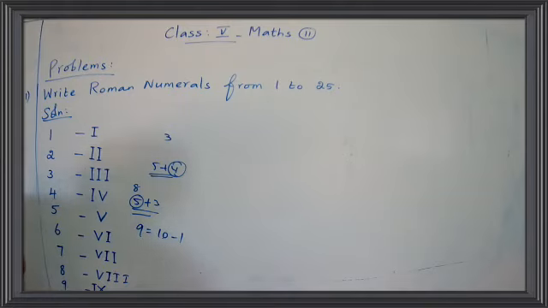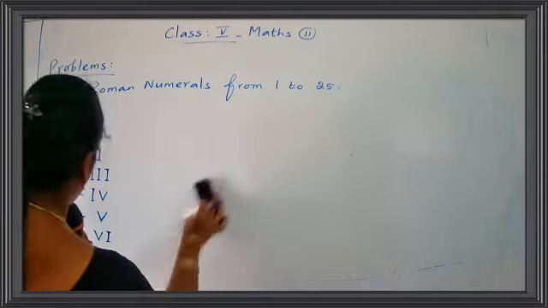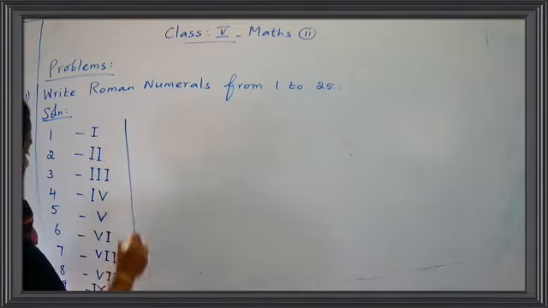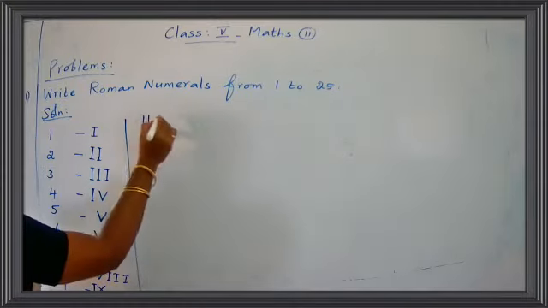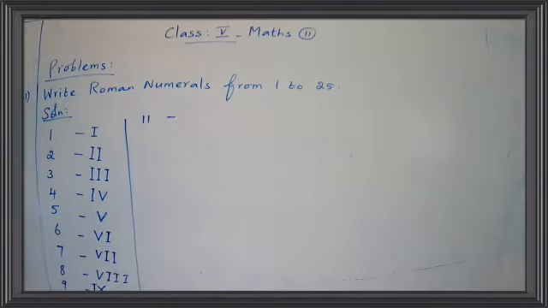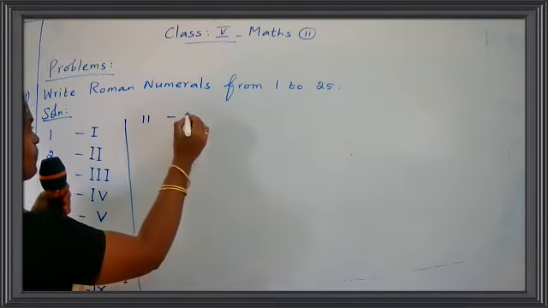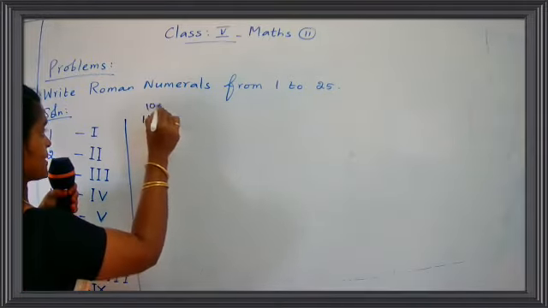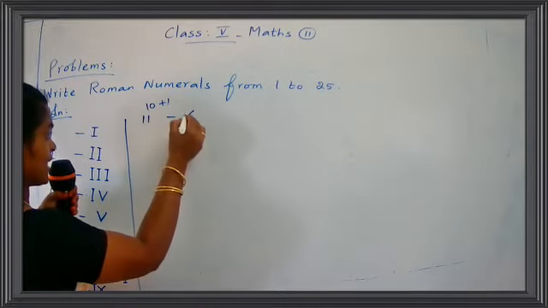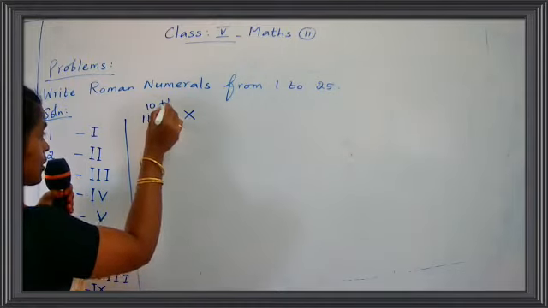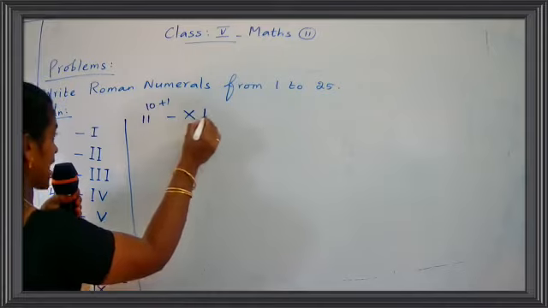Next 10. 10 you already know, X. Okay, children, are you clear? Now 10 is finished. Now 11. 11 can be written as 10 plus 1. Yes? 10 stands for X and 1 means I. That's why XI.